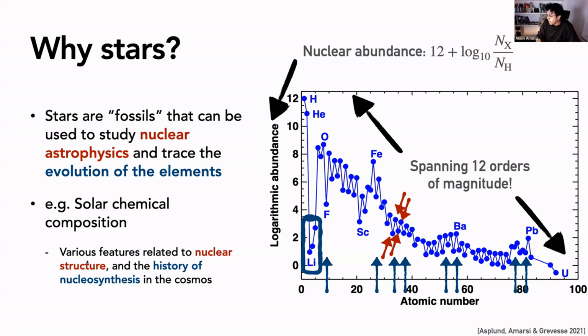A lot of this nucleosynthesis happens in stars, or happens when the stars explode, which is also interesting. But the relevant aspect here is that the abundances that we measure in the atmospheres of stars now can be used to trace this history and also to learn about nuclear astrophysics.